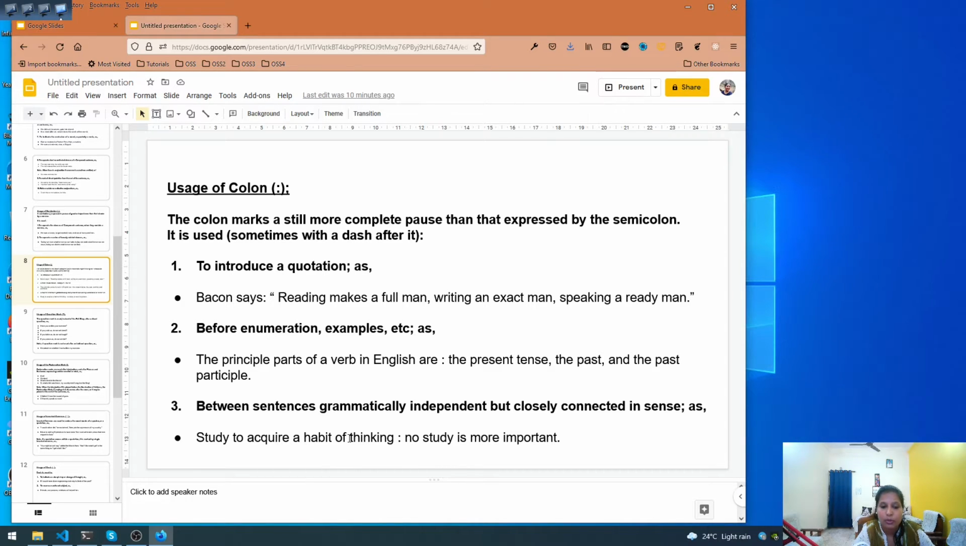Okay, so you should think before you do, you should think before you talk, you should think before you act and understand things. Yes, so no study is more important. If you are not thinking, then studies are not important. Yes, so just to give a sense to this sentence, we have put a colon here.